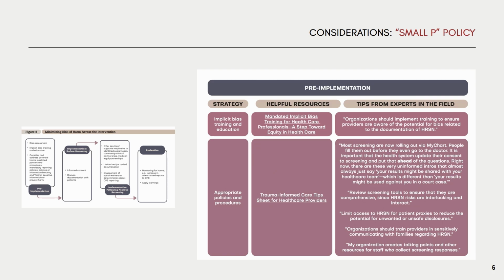pre-implementation phase, thinking about appropriate policies and procedures, right? A lot of it is about how the policies and procedures that we have around communicating with our patients around screening, the trainings we do for our providers around screening, and how they communicate with the patients about risks. And really, a lot of informed consent came even into here, right? That we're building informed consent as a process into our screening program. So those are really the small p organizational policy considerations.